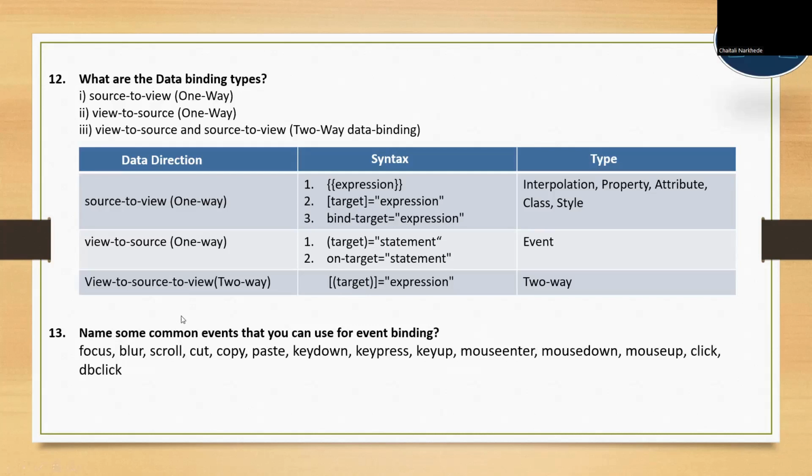Next question is, name some common events that you can use for event binding. There are some events I have listed here, like focus, blur, scroll, cut, copy, paste, keydown, keypress, keyup, mouseenter, mousedown, mouseup, click, double click. These are a few of the events I have listed.